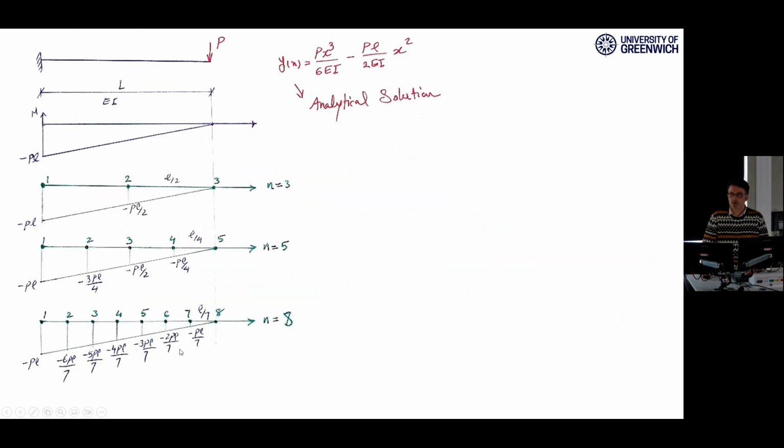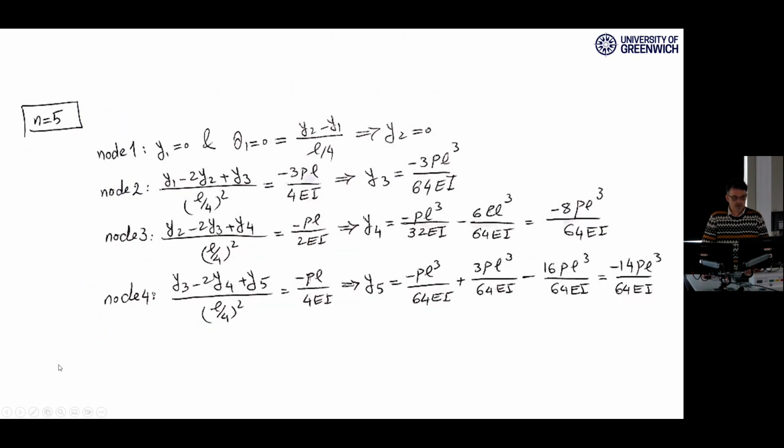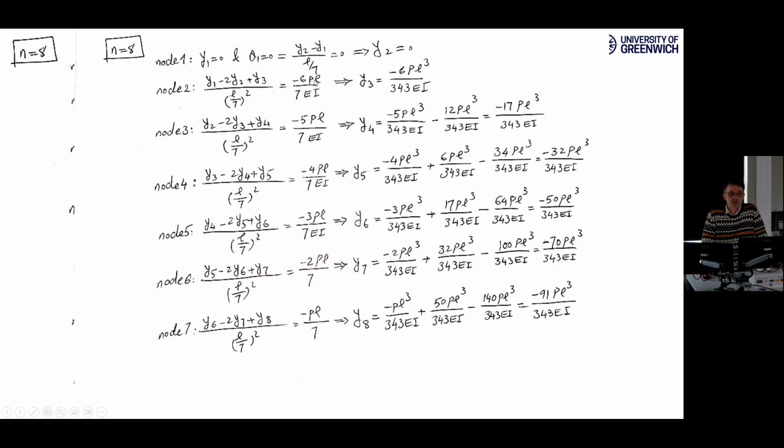These are internal moments, right? PL over 7, 2 over 7, and so on. So this is for node 2, node 3, node 4. Let's go to node 10, right? And these equations will result in y3, 4, 5, 6, 7, 8.